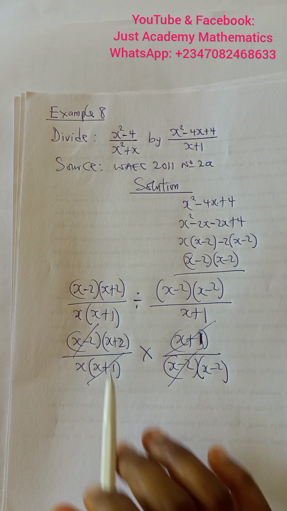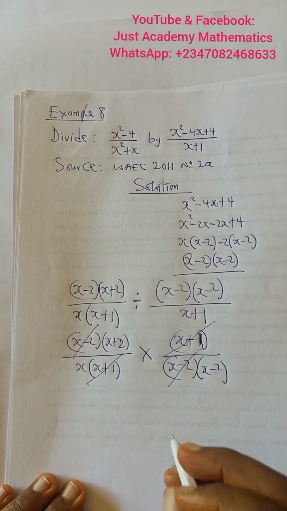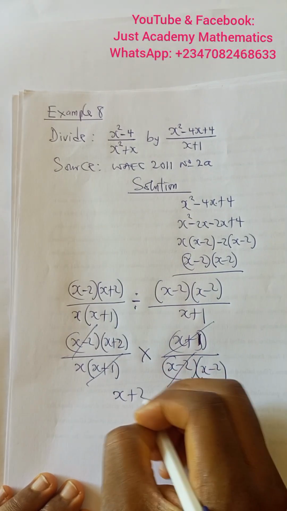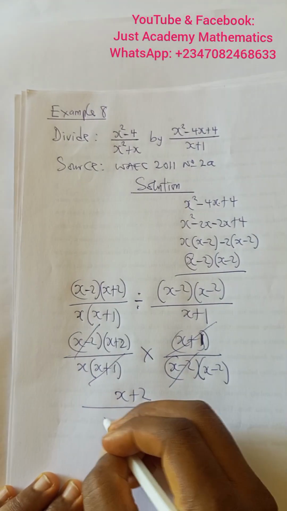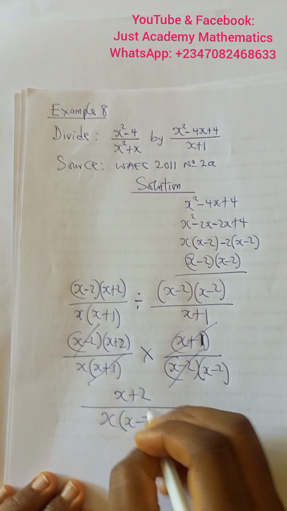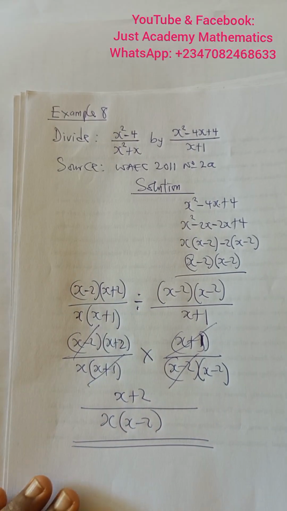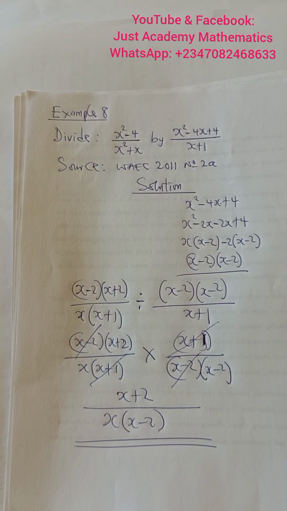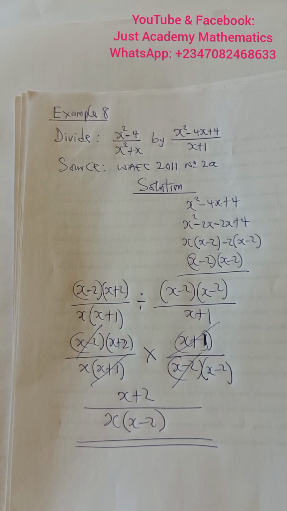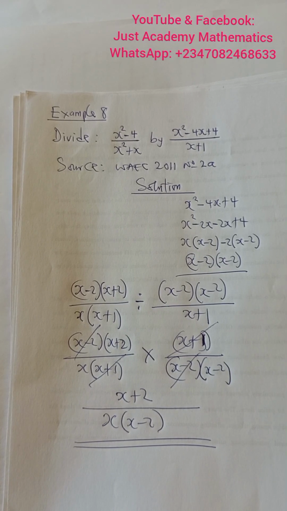Nothing is cancelling again. This cannot cancel this, of course. So we leave it as x plus 2 over x bracket x minus 2. That is the answer. We'll leave it like that. That is the only thing that can cancel. There is no other thing. We can't cancel this and this. So that is it for that one.